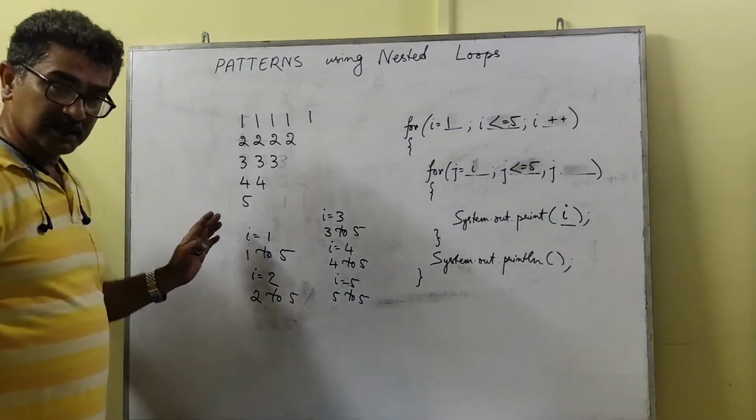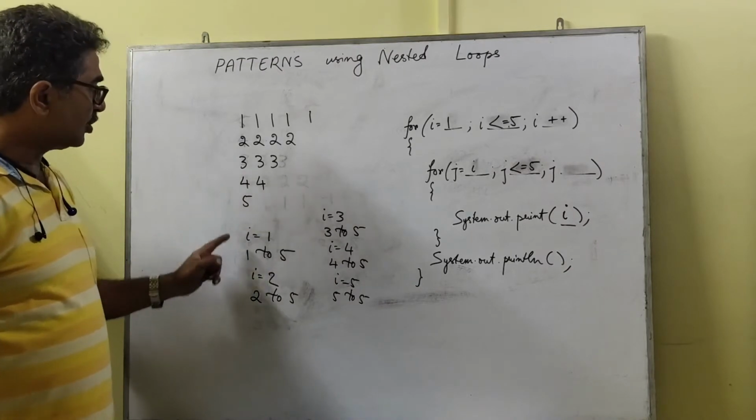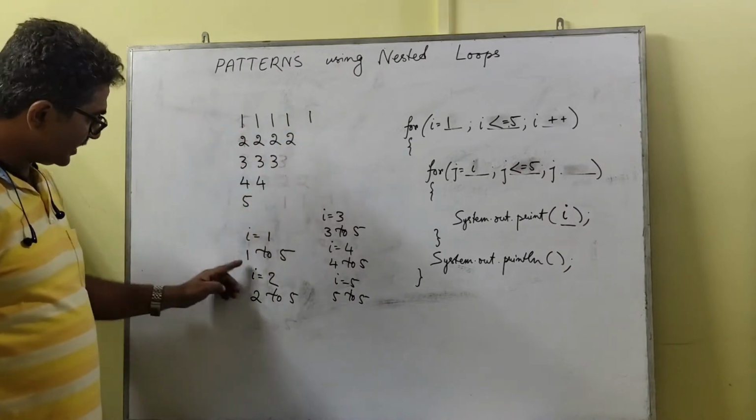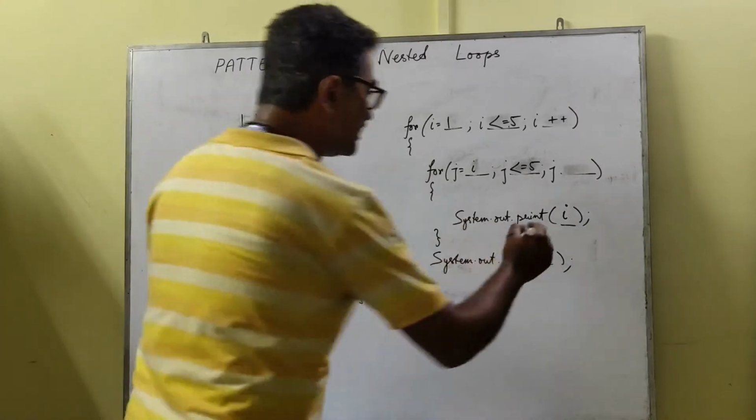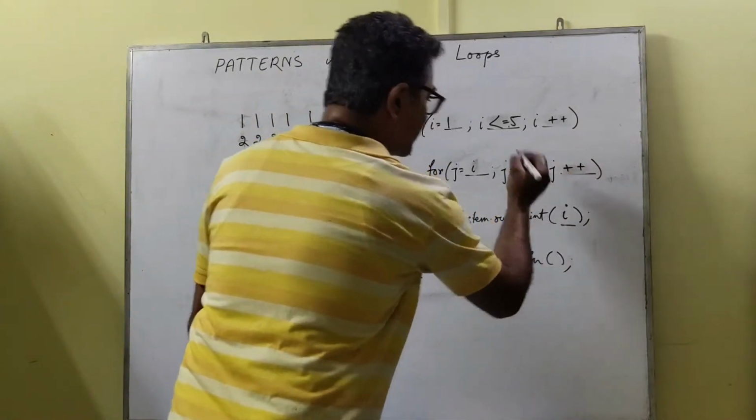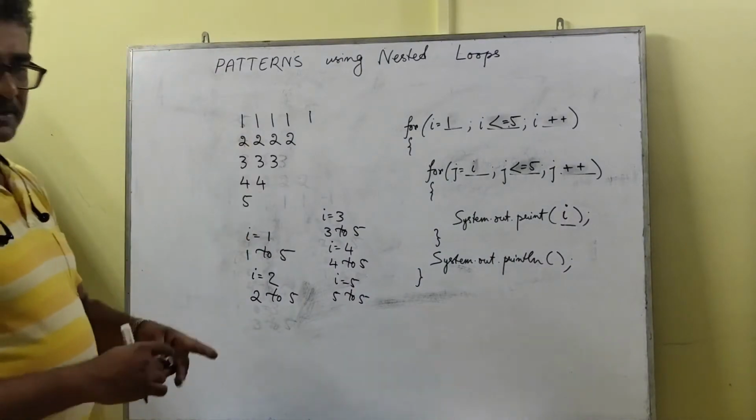Now determining the plus plus minus minus, if you look at the first line, which is the base, the inner loop runs from 1 to 5. So 1, 2, 3, 4, 5, it's increasing, so therefore plus plus. And if it is plus plus, this is less than equal. Now see how this is working.